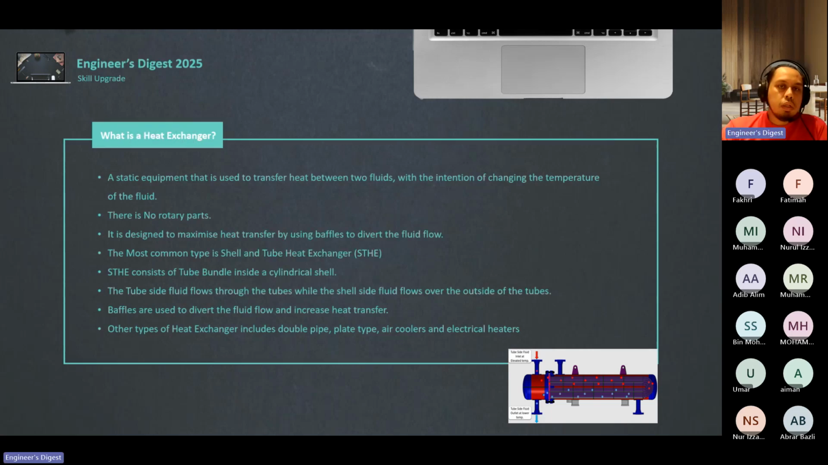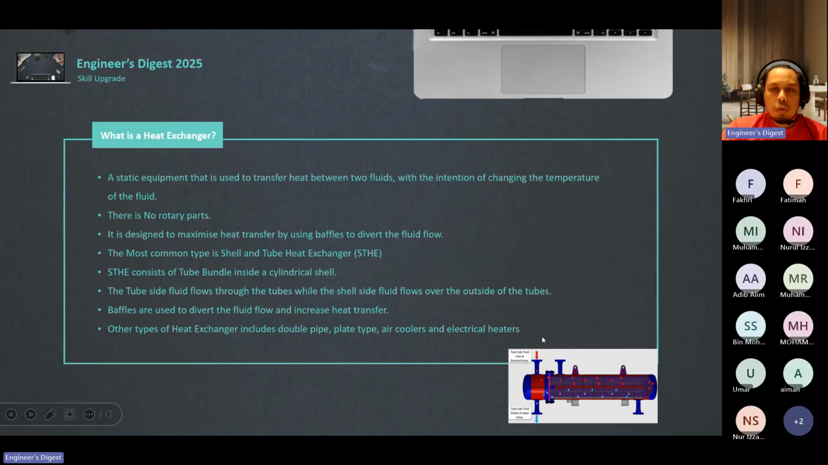Okay, what is a heat exchanger? From a mechanical point of view, not from a process point of view, so we'll make this simple. It is a static equipment, all right? Static equipment that is used to transfer heat between two fluids. One will be on the shell side and one will be on the tube side, with the intention of changing the temperature of the fluid.